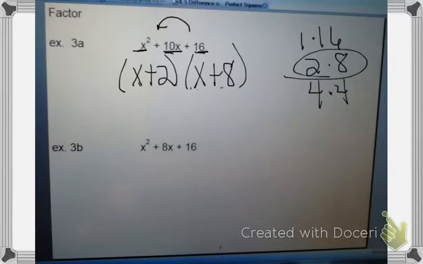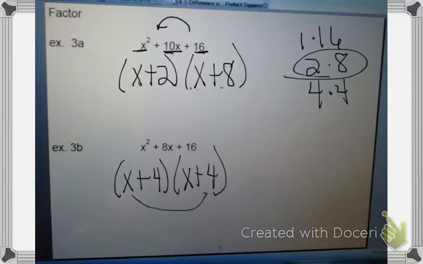Example 3b, I think it's a perfect square trinomial, so I'm going to try. 4x and 4x is 8x. Yep, it is.